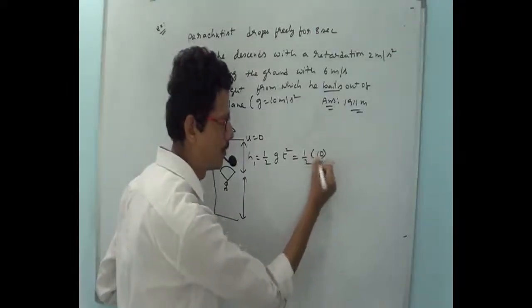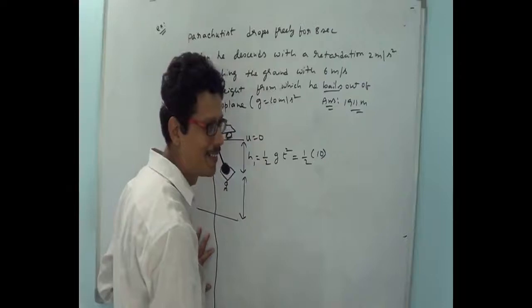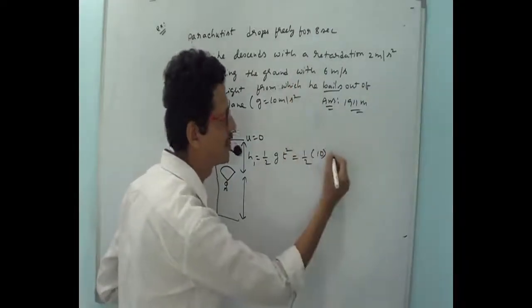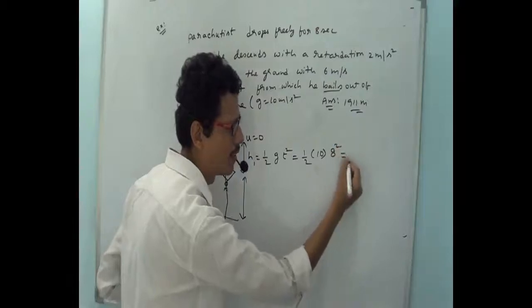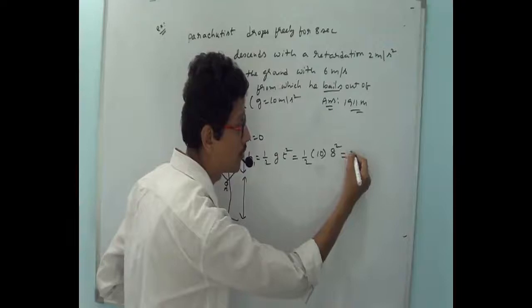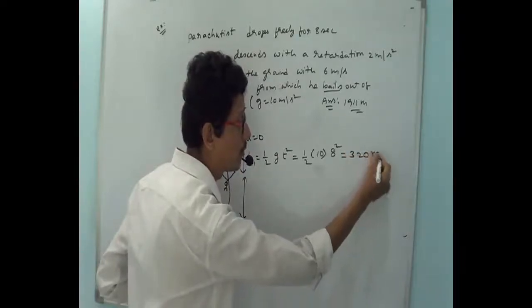Teja, what is it? Half into 10 into t square, what is it? 8 square, 8 square means what? 64, 32, 320 meters.